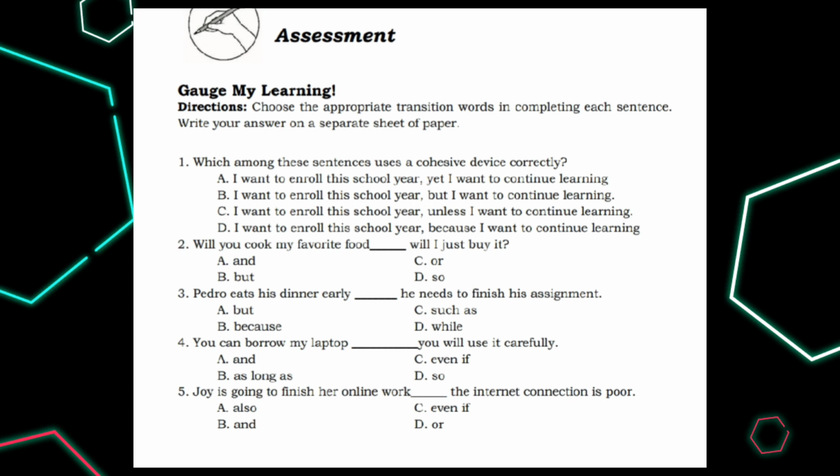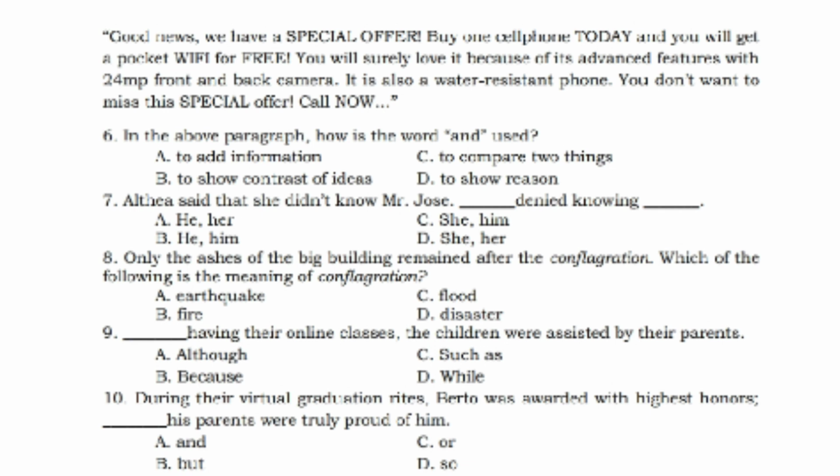Number 5. Joy is going to finish her online work. Blank, the internet connection is poor. A. Also. B. And. C. Even if. D. Or. Good news! We have a special offer. Buy one cell phone today and you will get a pocket Wi-Fi for free. You will surely love it because of its advanced features with 24MP front and back camera. It is also a water-resistant phone. You don't want to miss this special offer. Call now. Number 6. In the above paragraph, how is the word and used? A. To add information. B. To show contrast of ideas. C. To compare two things. D. To show reason.